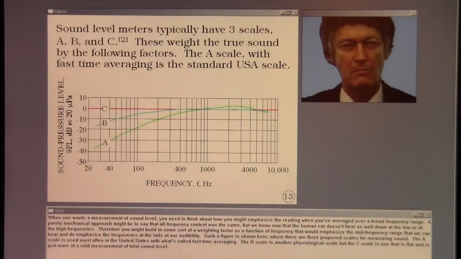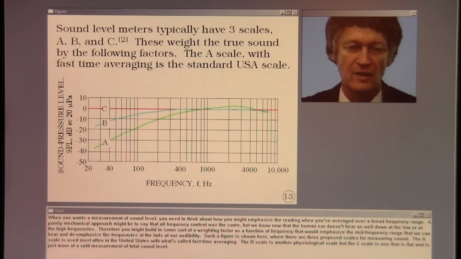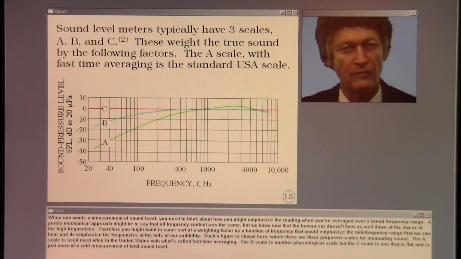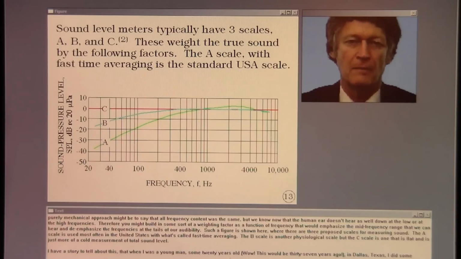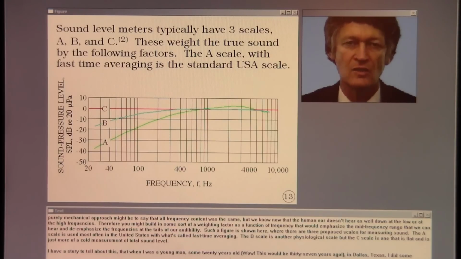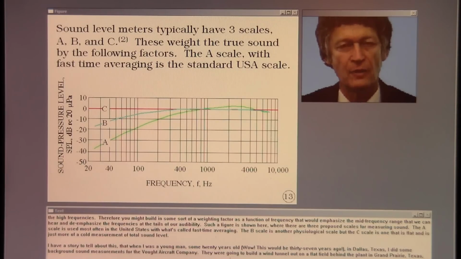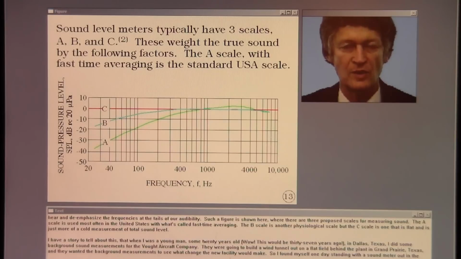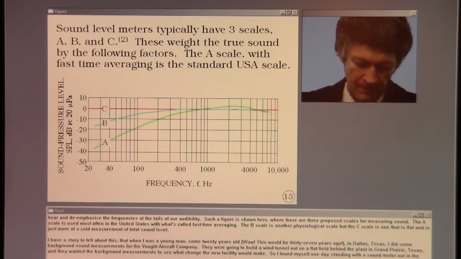When one wants a measurement of sound level, you need to think about how you might emphasize the reading when you've averaged over a broad frequency range. A purely mechanical approach might be to say that all frequency content was the same, but we know now that the human ear doesn't hear as well down at the low or at the high frequencies. Therefore, you might build in some sort of a weighting factor as a function of frequency that would emphasize the mid-frequency range that we can hear, and then de-emphasize the frequencies at the tails of our audibility.